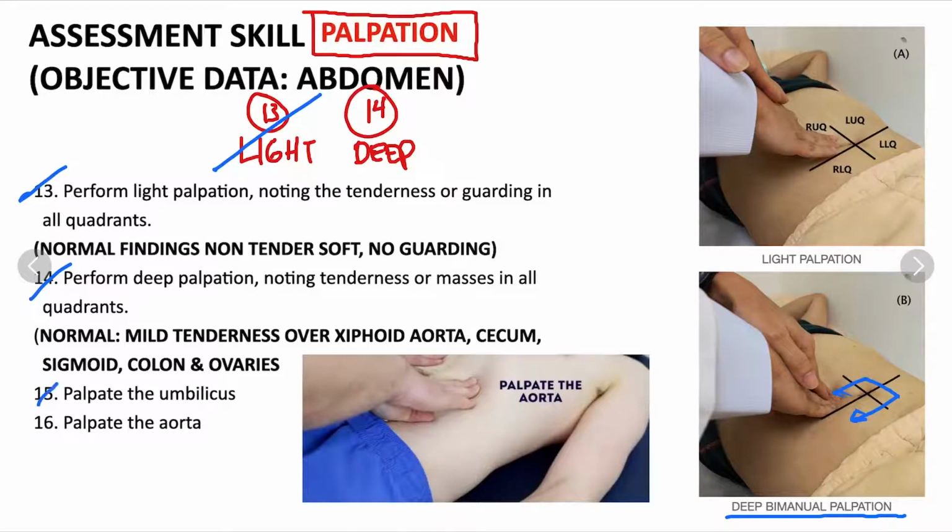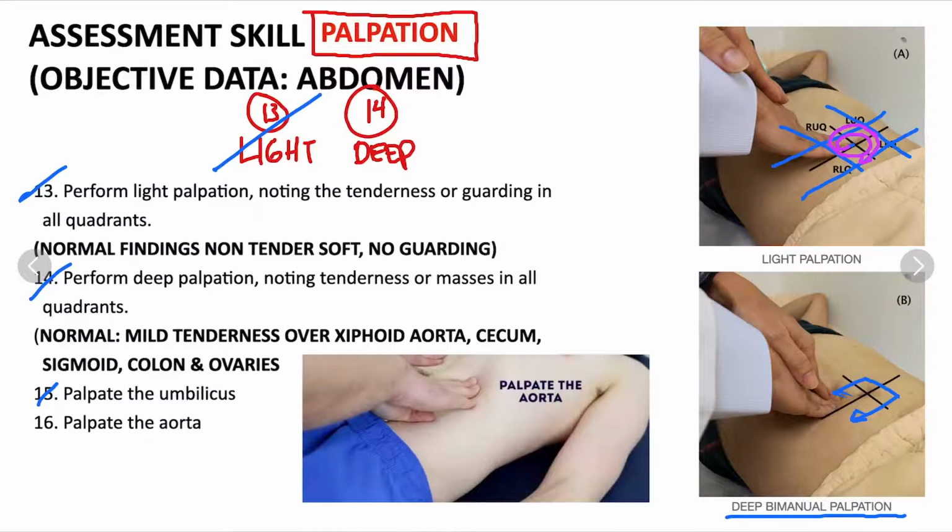So your umbilical area, if we are going to divide this in quadrants, this is the navel. All you have to do is palpate in a circular motion. You could start at the center and go around the umbilical area. Note for any tenderness or pain. The normal findings for that, the umbilical area is non-tender and there is no guarding upon palpation of it.